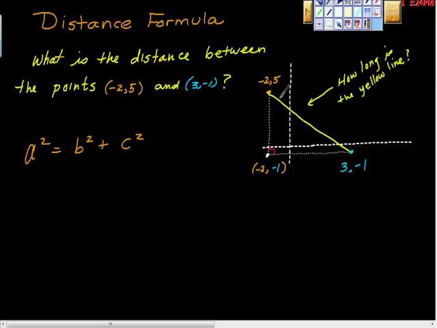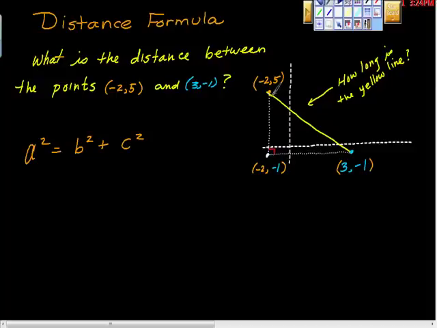How long is the yellow line? And we can see that it has a starting point of negative 2, 5, and it has an ending point at the point 3, negative 1. And hopefully what you can see here is this. I've started to construct this because we're going to use a variation of the Pythagorean theorem.